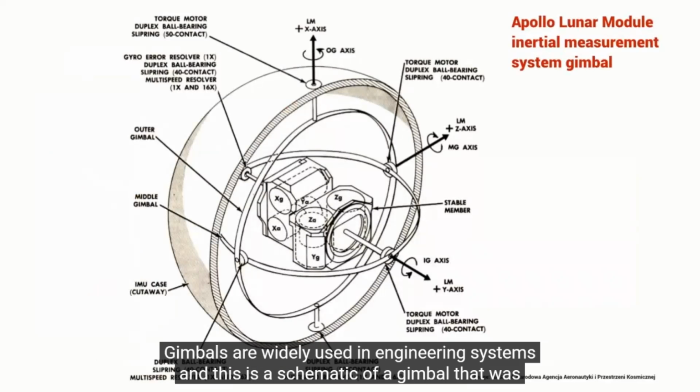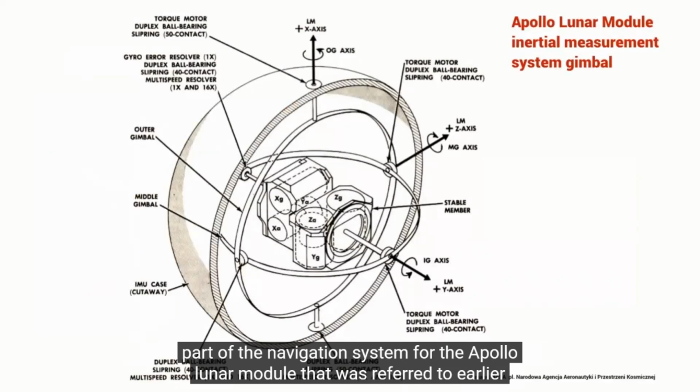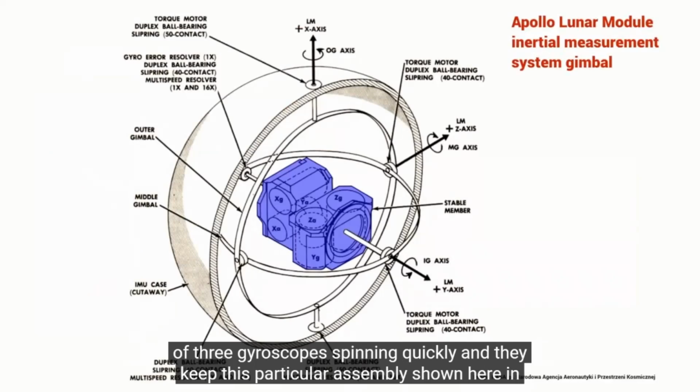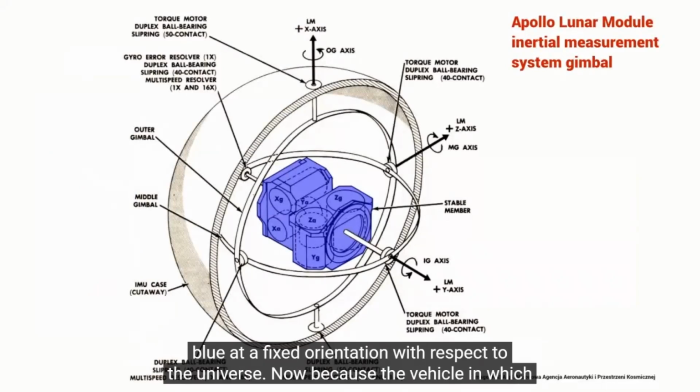Gimbals are widely used in engineering systems, and this is a schematic of a gimbal that was part of the navigation system for the Apollo lunar module that was referred to earlier in the movie. The key component is what's called the stabilized platform, and it consists of 3 gyroscopes spinning quickly, and they keep this particular assembly, shown here in blue, at a fixed orientation with respect to the universe.